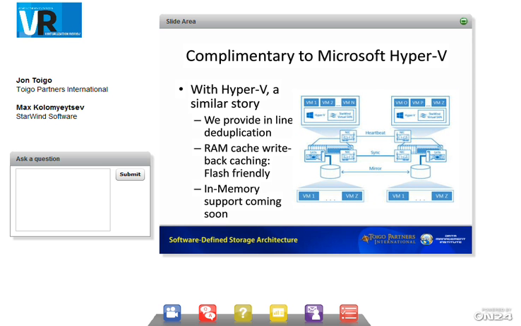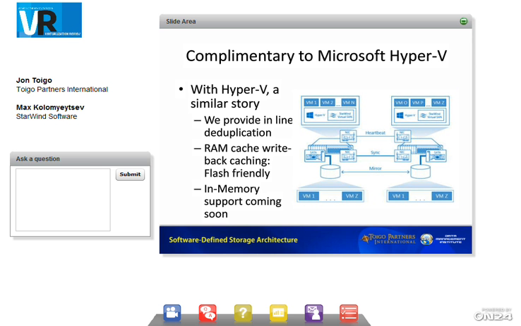Okay, and again, to the audience, we're going to be drilling down into the specifics of the VMware topology and how the StarWind topology complements that in a later webinar. This is just getting the highlights out there. Similarly, with Hyper-V, you've got a similar story.